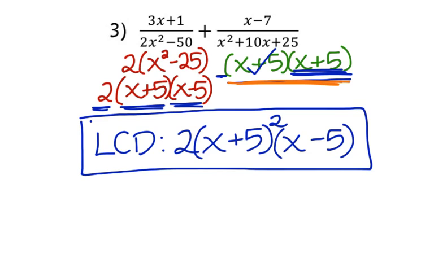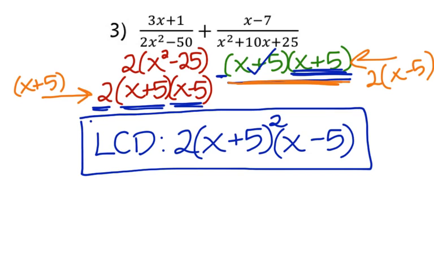And so that would be my least common denominator. And again, if you look at what's missing here, this first fraction would be missing 1 of the x plus 5. So tomorrow we'll work with the fact that you would multiply that by x plus 5. This fraction is missing the 2. It has both of the x plus 5s. It's also missing an x minus 5. So we'll work with that.